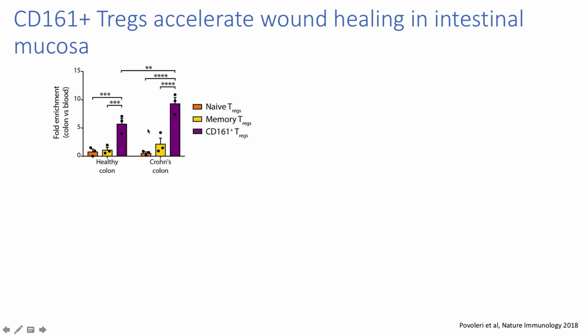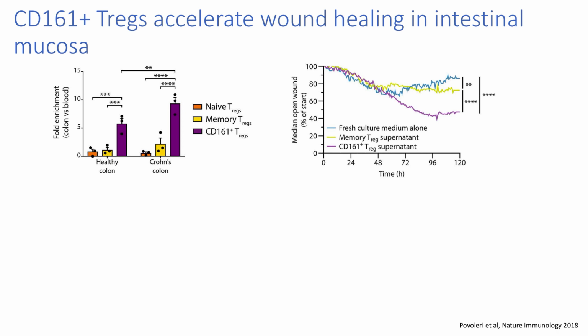So to try and determine whether this had a role in wound healing, what we did was stimulate the cells and then use the supernatant in an in vitro wound healing assay to determine whether the supernatant from these cells was able to enhance wound healing within the gut. And indeed, what we found was that when we exposed a cell line from the gut to the supernatant of activated CD161 positive Tregs, we had a significant enhancement in the wound healing rate. So the wound closes significantly faster compared to the population of memory Tregs.